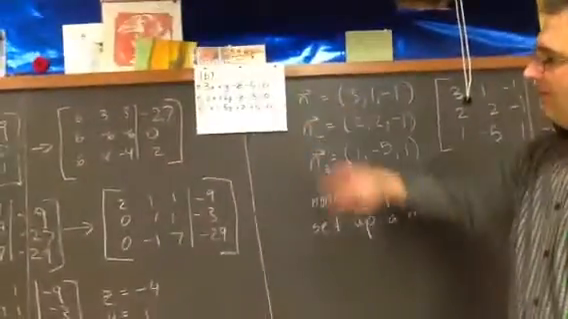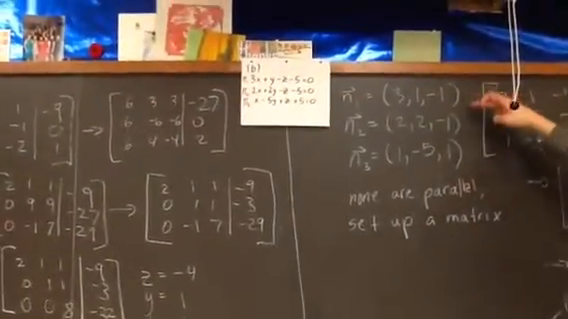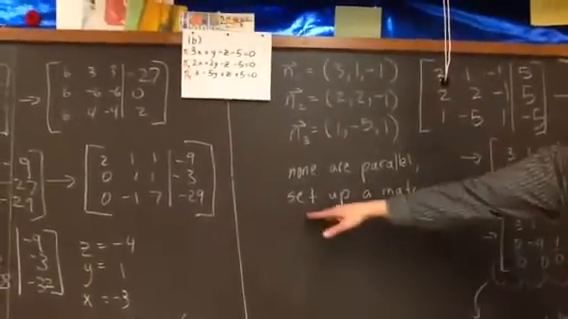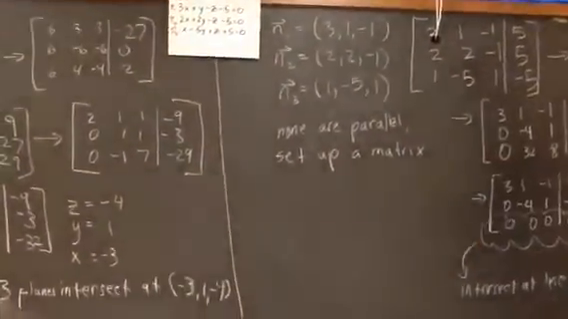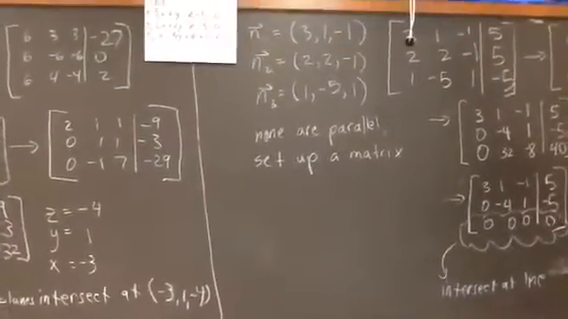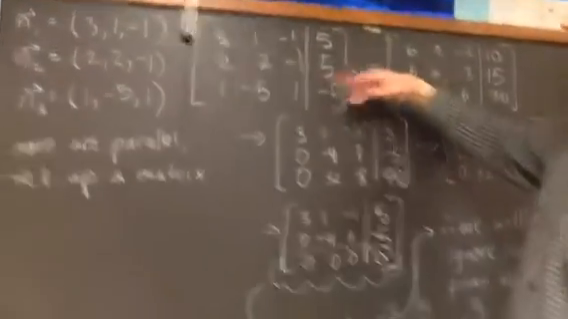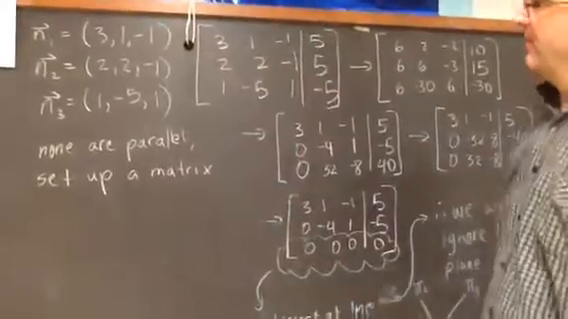In our next situation, we've got three non-parallel planes. Well, right away, we look at our normals. None of them are parallel, so we set up a matrix. Every time that you have three non-parallel normals, set up a matrix. And we do that. And again, we see an opportunity to eliminate in the x column.